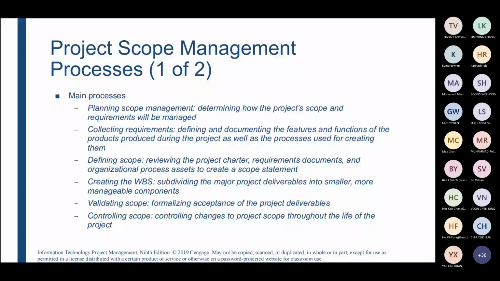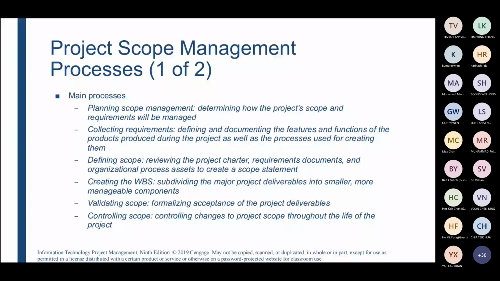Once we have defined the scope and created the WBS, we have to validate the scope. Basically, we are formalizing acceptance of the project deliverable. This is where we have user acceptance tests plus other tests, or activities or processes, that you need to carry out in order to get acceptance from the user and the stakeholders. We call all those activities validating scope.